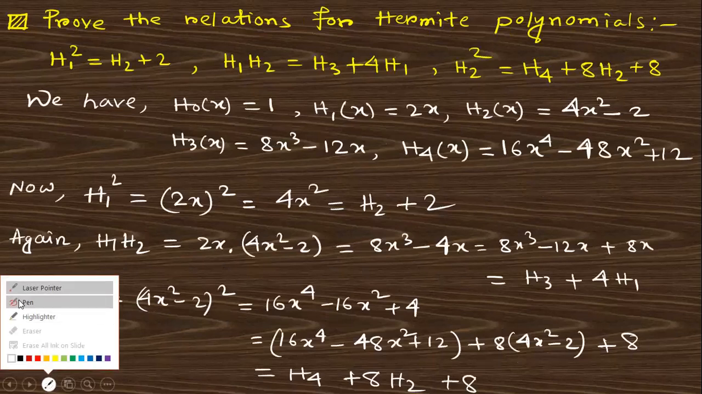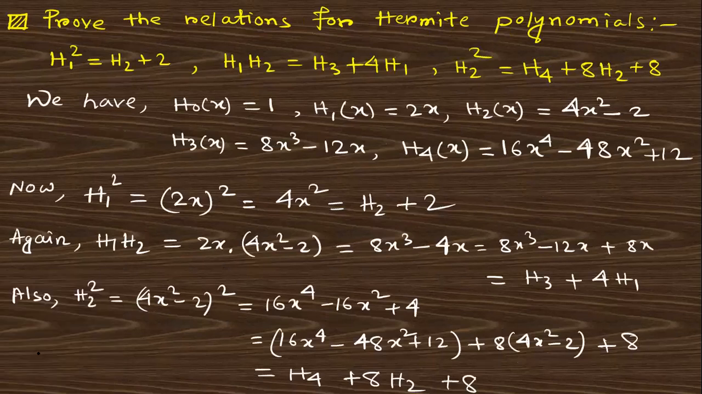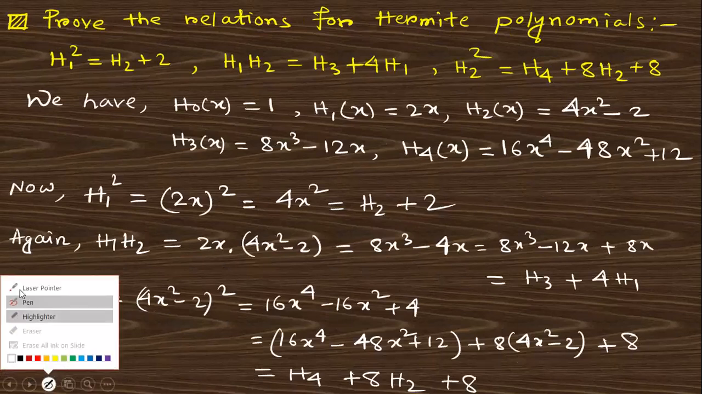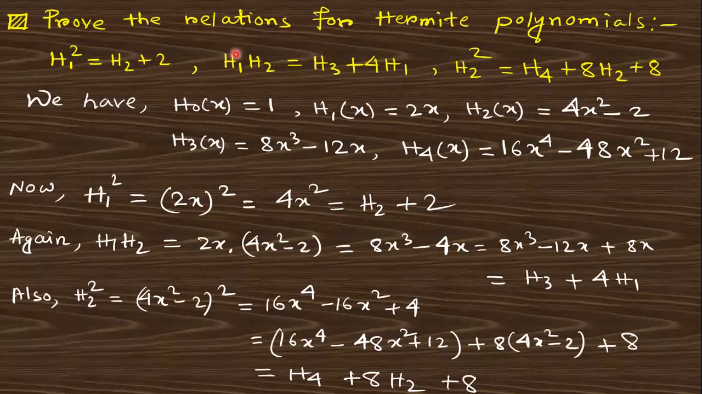And there are some other proofs regarding Hermite polynomials, that is, we need to show h1(x) square equals h2(x) plus 2, h1 and h2 is equal to like that, and h2 square equal to like that. Okay, so for that, we just need to know the values of h0(x), h1(x), h2(x), h3(x), and h4(x).